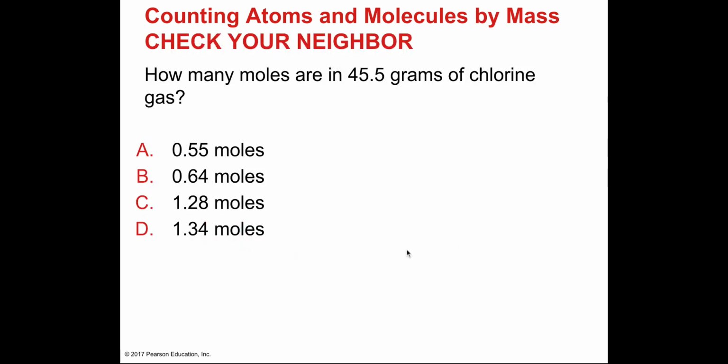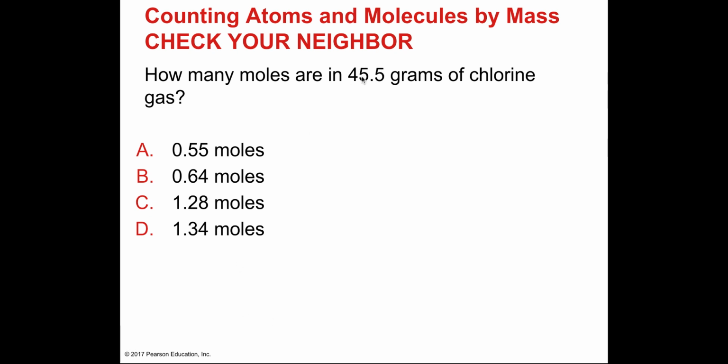So the question here is how many moles are in 45.5 grams of chlorine gas? The only way you need to look at it is that you need to ask yourself, what is the mass of chlorine gas? If you look at the mass of chlorine gas, you realize that the mass of chlorine gas is 71 grams. So the mass of chlorine gas is 71.